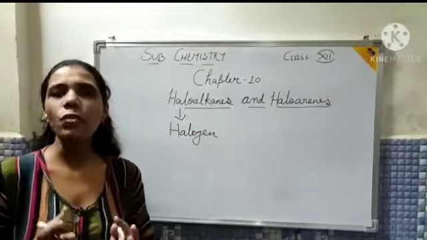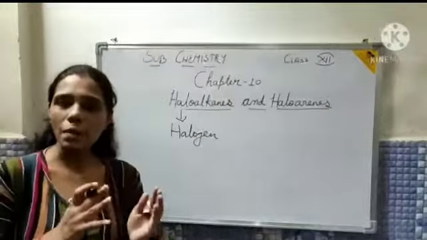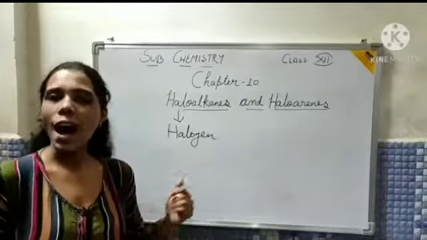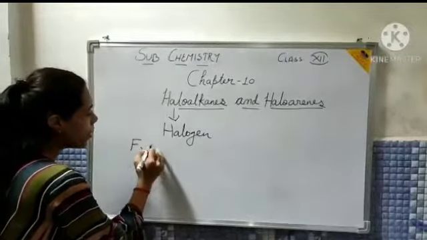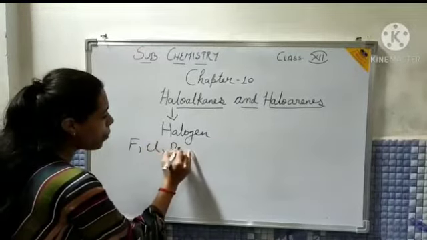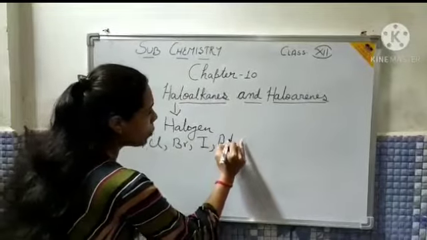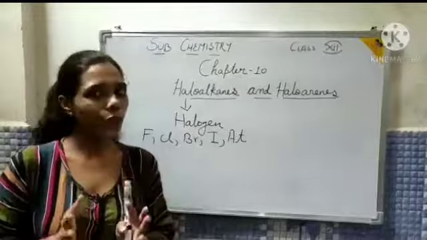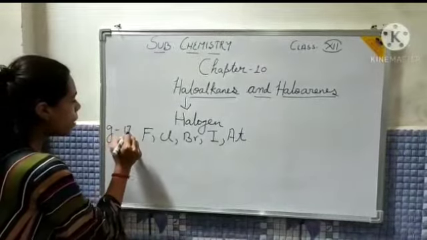Halogens are the elements which are present in group 17 of the periodic table. The elements which are present in group 17 of the periodic table are called halogens. For example, fluorine, chlorine, bromine, iodine and astatine. So these are the elements which are present in our halogen family, which comes under the category of group 17.